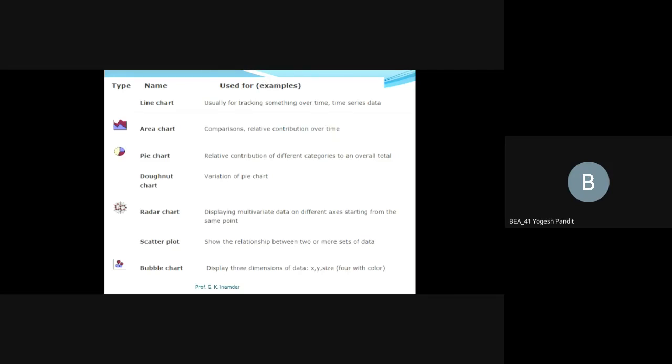So these are some basic tools for graphs. Under graphs, a number of tools are available: pie charts, again doughnut chart, a variation of the pie chart, radar charts, scatter plot, bubble charts.